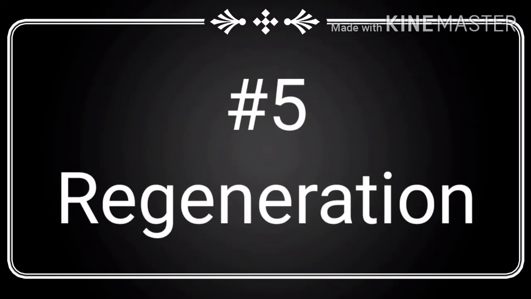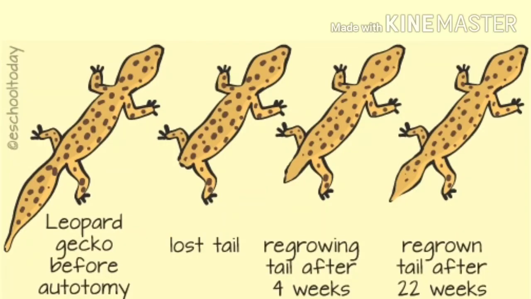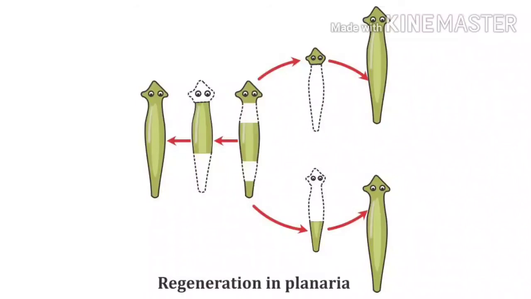Next role is in regeneration. There are some organisms like lizards that can lose their tail and regenerate the body part, the tail, once again. Similarly, planaria, you know, if cut into small pieces, each piece can regenerate a new individual. So regeneration requires maintenance of the same genetic constitution, and it occurs because of mitotic division. Therefore a fragment or part of the body is regenerated into the whole body by the process of mitosis.